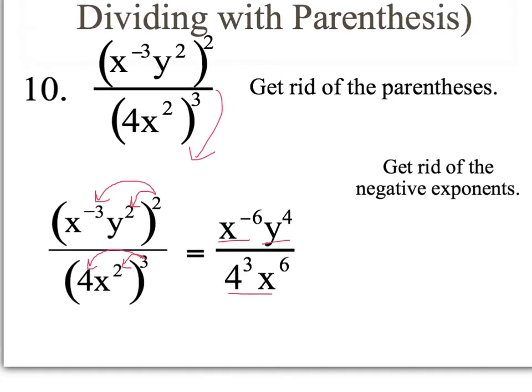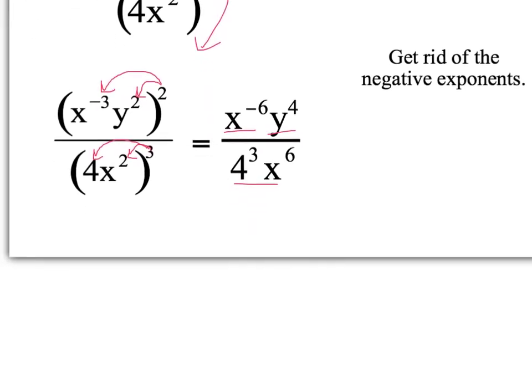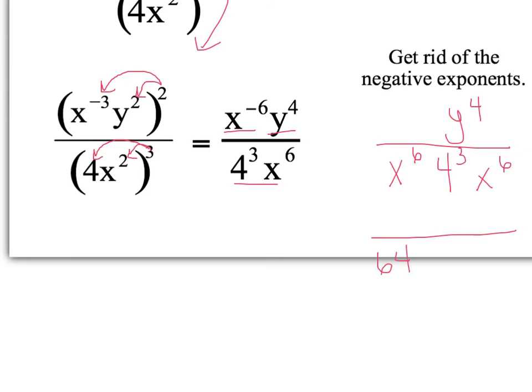Next step is to make all of the exponents positive. So all I need to do is move x to the 6th down here. Everything else stays the same. So I can do 4 to the 3rd, which is 64. Here I have x to the 6th and another x to the 6th, so x to the 12th. And then y to the 4th on top.